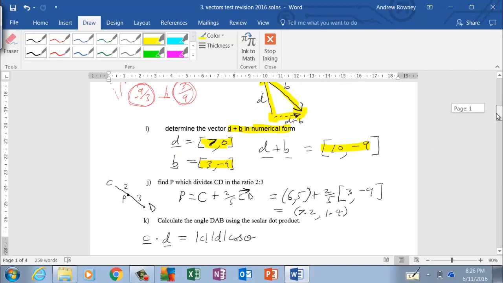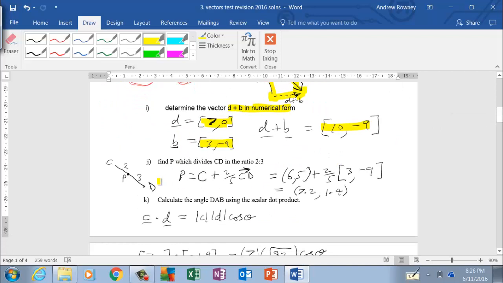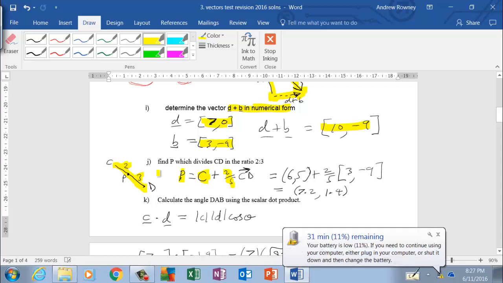Find P, which divides CD in that ratio. So here's CD, C to D, and P divides it. We've got to make it closer to C because it's 2 is to 3. Now to find point P, we can say point P equals point C plus 2/5 of the vector CD. There are 5 parts there, so it's 2/5 of the way along.